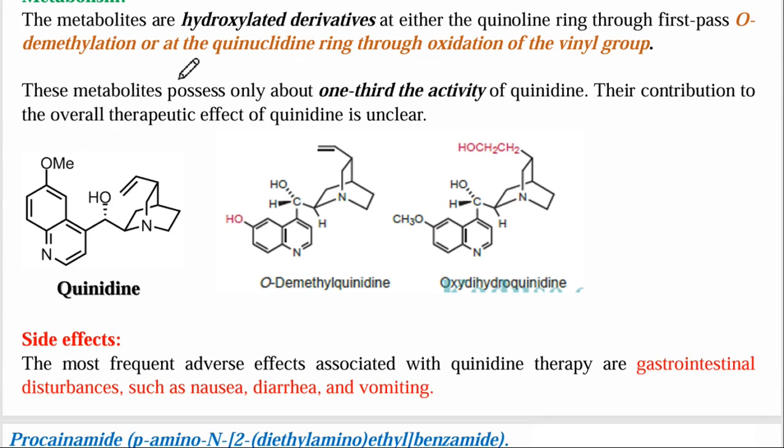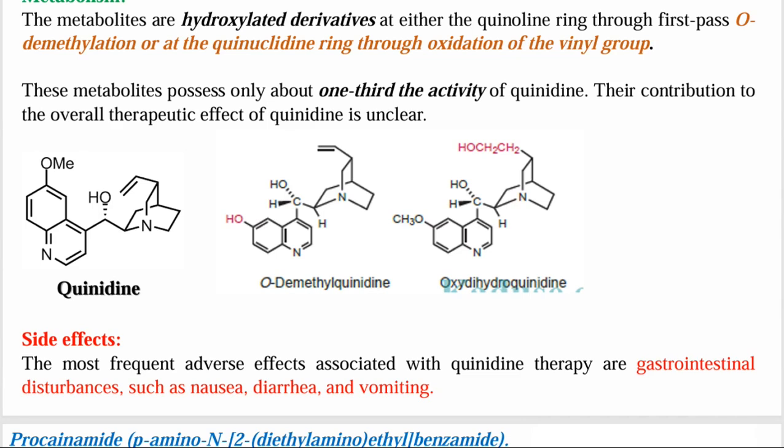The metabolism generally produces hydroxylated derivatives, which pass through fast O-demethylation, or occur at the quinuclidine ring through oxidation of the vinyl group. One third of the activity is possessed by these active metabolites. So you know this is the quinidine structure. When there is O-demethylation, there will be the formation of oxydihydroquinidine, which gives one third of the activity. Side effects are gastrointestinal disturbances such as nausea, diarrhea, vomiting, etc.